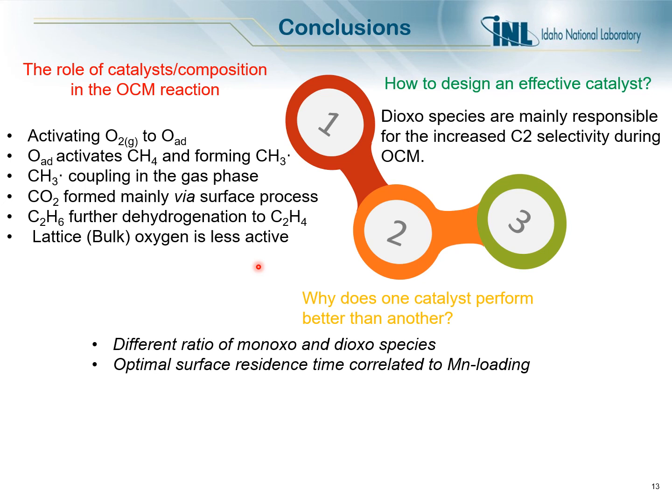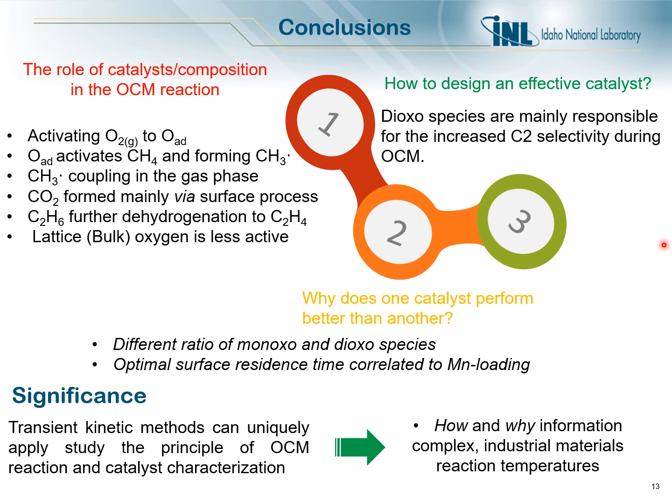Now, we can also explain why one catalyst performs better than the other, because different catalysts have different ratios of monooxo or dioxo species, and there is an optimal surface residence time of the dioxo species correlated to the manganese loading. And regarding effective OCM catalyst design, the dioxo species must be mainly responsible for the increased C2 selectivity during the OCM reaction. Therefore, increasing the dioxo species on the surface is the way to design an effective OCM catalyst.